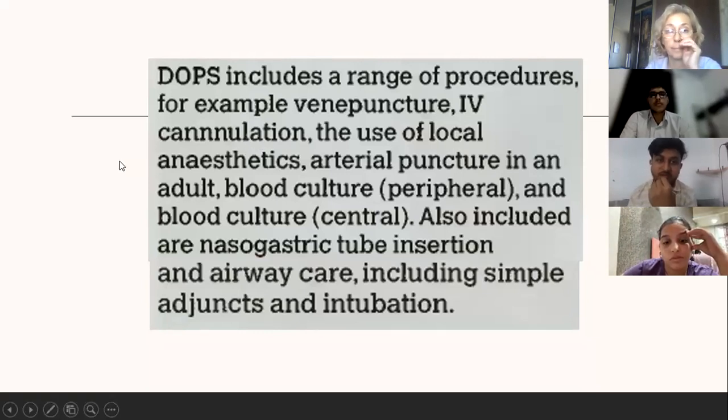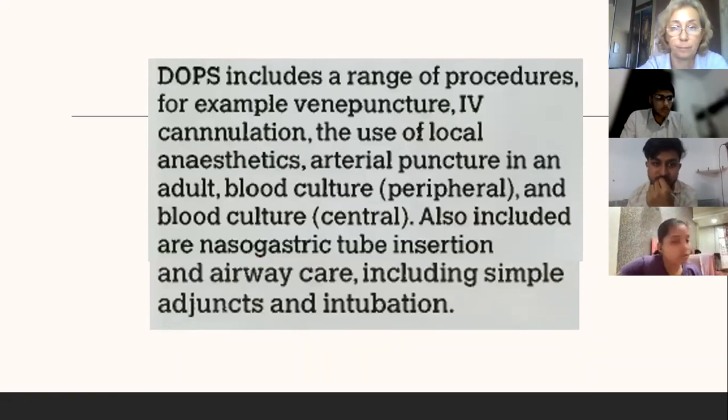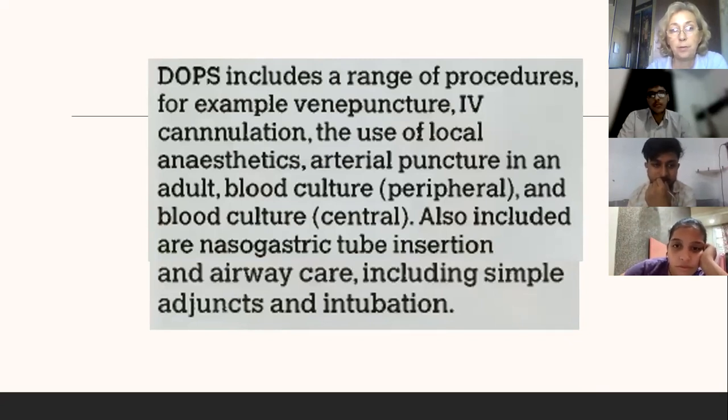Ma'am, DOPS includes a range of procedures, for example, venipuncture, cannulation, the use of local anesthesia, lumbar punctures in an adult, and blood culture peripheral and blood culture central. Also included are nasogastric tube insertion and airway care, including simple adjuncts and intubation. Well, here we have the description of different procedures, examples of procedures. Cannulation includes insertion of a cannula.